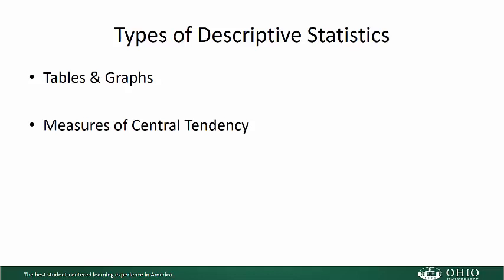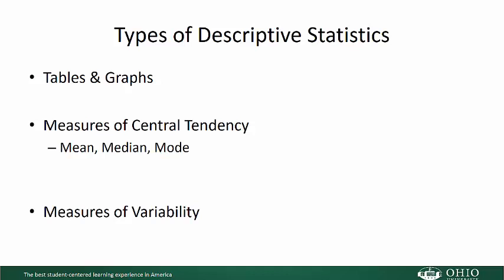Another type of descriptive statistics is measures of central tendency. These descriptive statistics, like the mean, median, and mode, describe the typical value in your data set. The third type that we'll cover is measures of variability, such as the range, variance, and standard deviation. These descriptive statistics describe how much variability or differences you have in your data set.